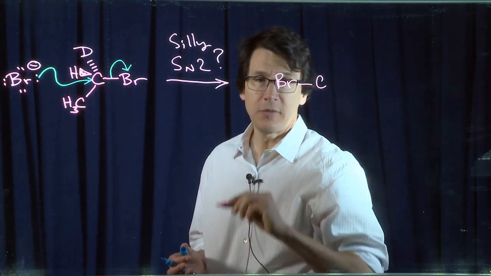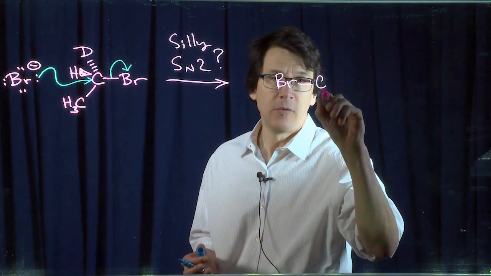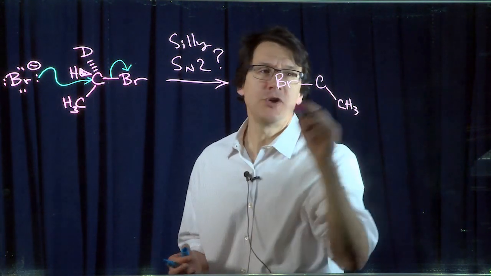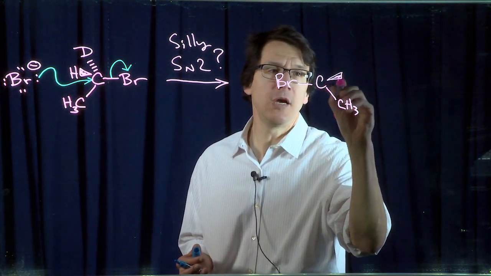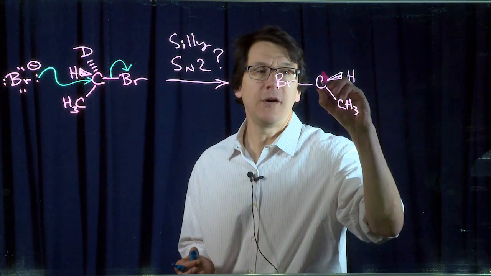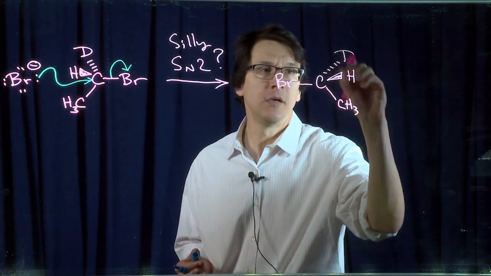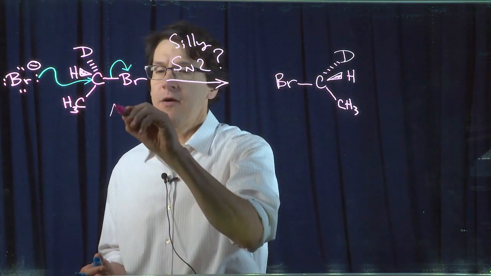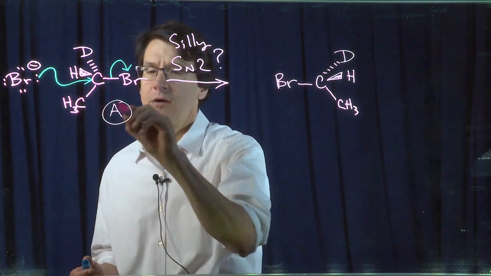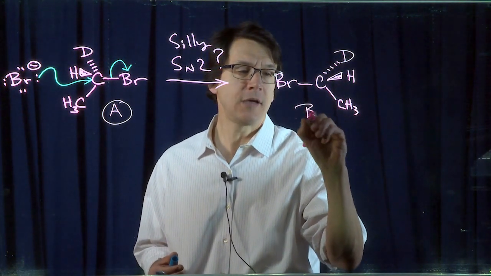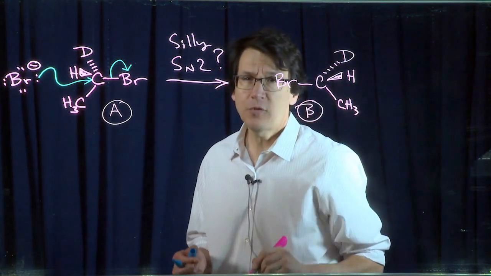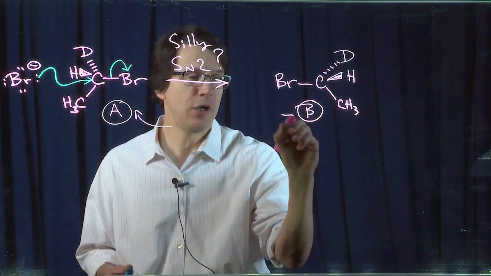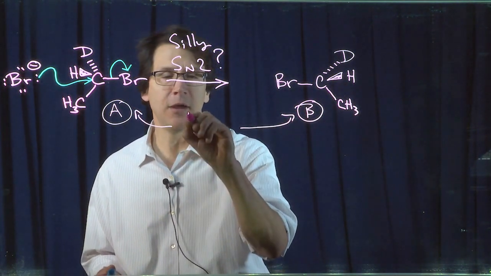Remember, this carbon has to be tetrahedral. So we're going to have a methyl there. And then this hydrogen will come over to here, and the deuterium is going to be there. Okay? So just for the sake of comparison, let's call this compound A, and let's call that compound B. And the question I want to ask you now is, what's the relationship between compound A and compound B?